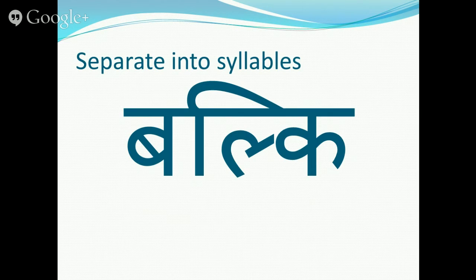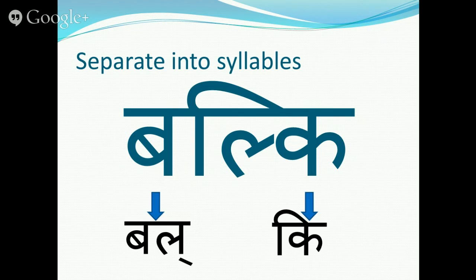Remember where the I goes? It's going to go after the entire conjunct, and so it's going to go with the K sound. Bal ki, bal ki, bulky.